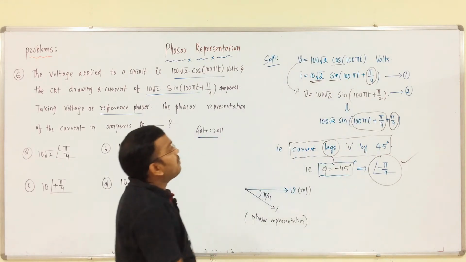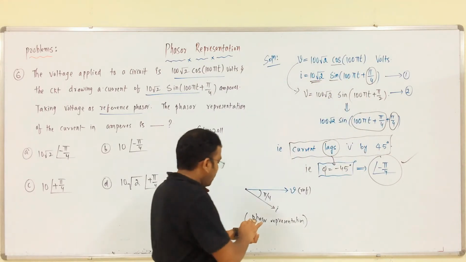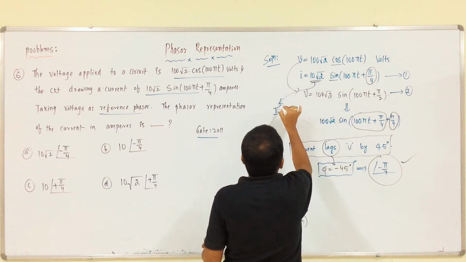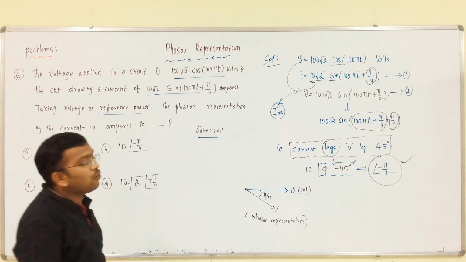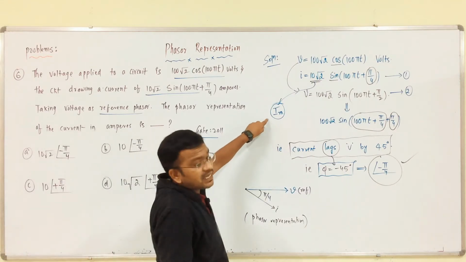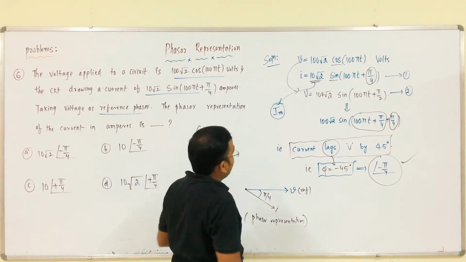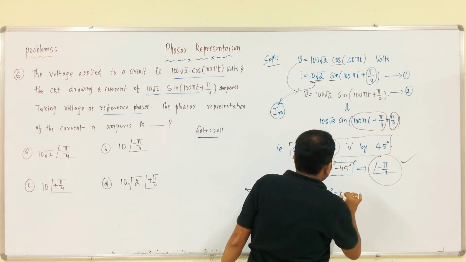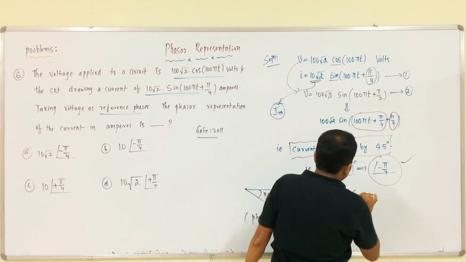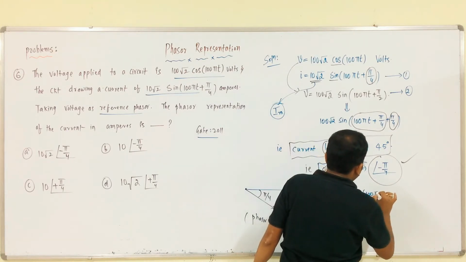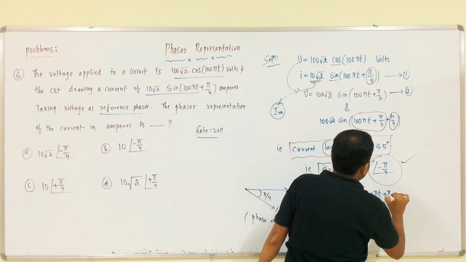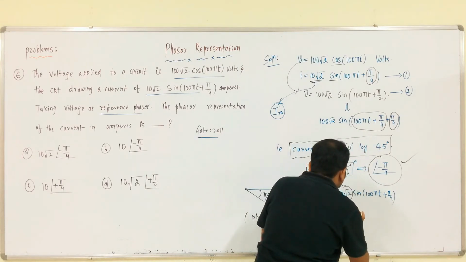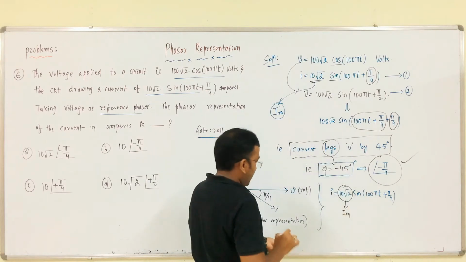10 root 2 sin 100 pi t plus pi by 4. This is nothing but what? Im or IRMS? That is Im only. Im sin omega t, right? So, this 10 root 2 is nothing but Im. Therefore, we write I is equals to 10 root 2 sin 100 pi t plus pi by 4. Therefore, this 10 root 2 is nothing but Im.